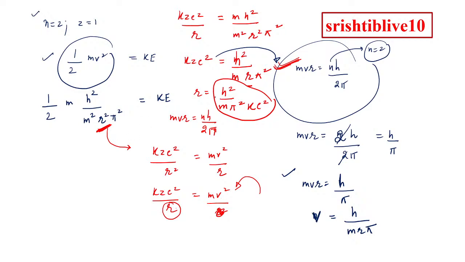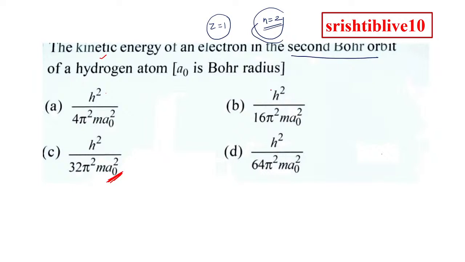Right? Okay, now I just need to substitute the value over here. So it's going to be 1 by half m, h square by m square, and the r value over here is r to the power 4, right? Basically it's going to be m to the power 4, h square, then we have pi to the power 4, then k square e to the power 4. This is how I can substitute the values over here. Now we can see over here that this particular value is a naught. So I can say that the correct answer for this question is option C.